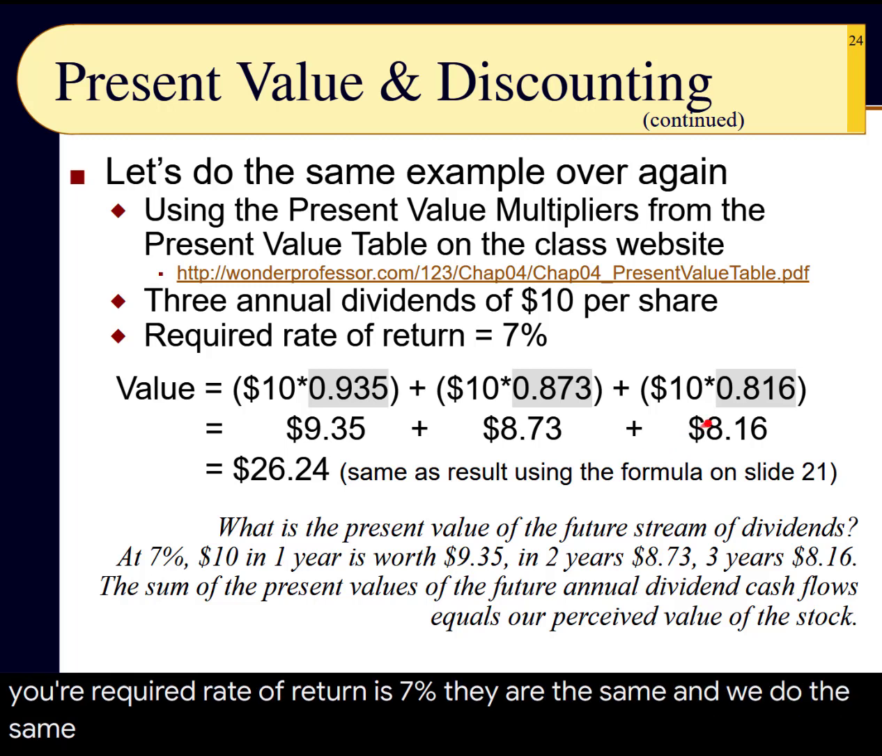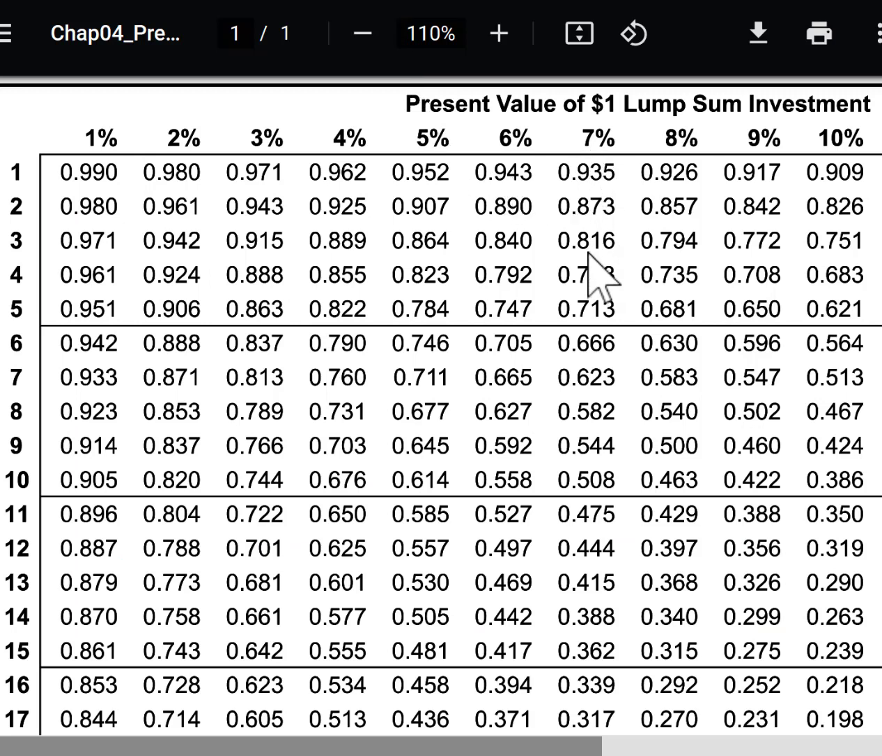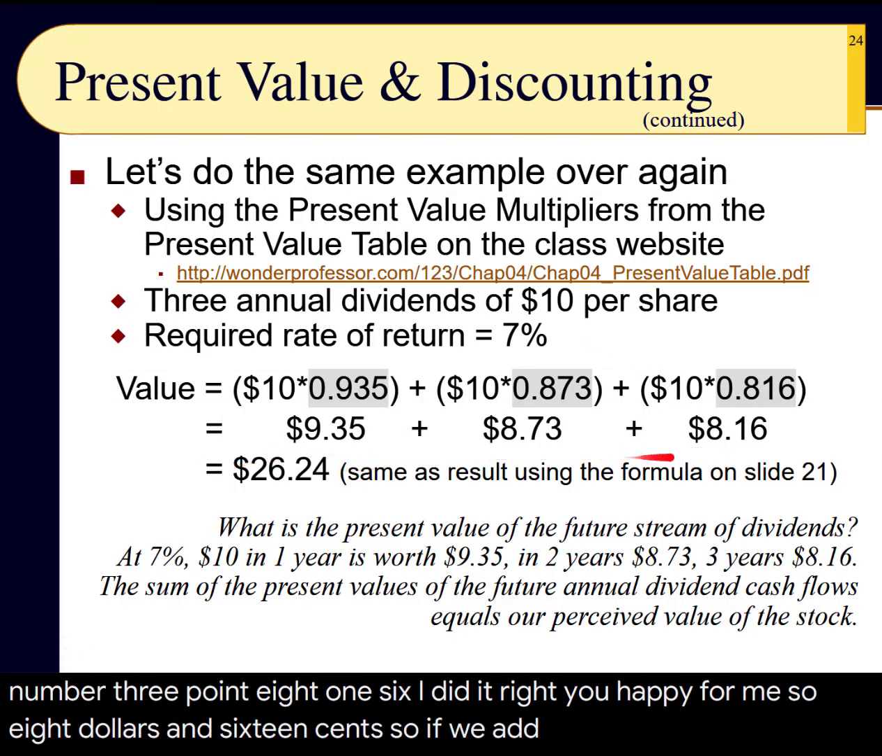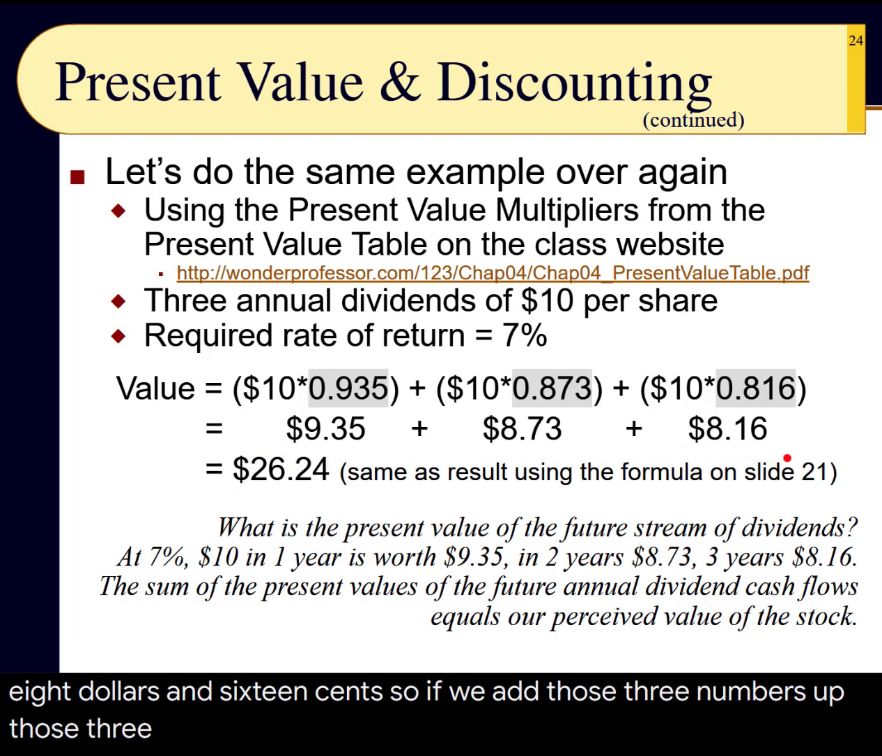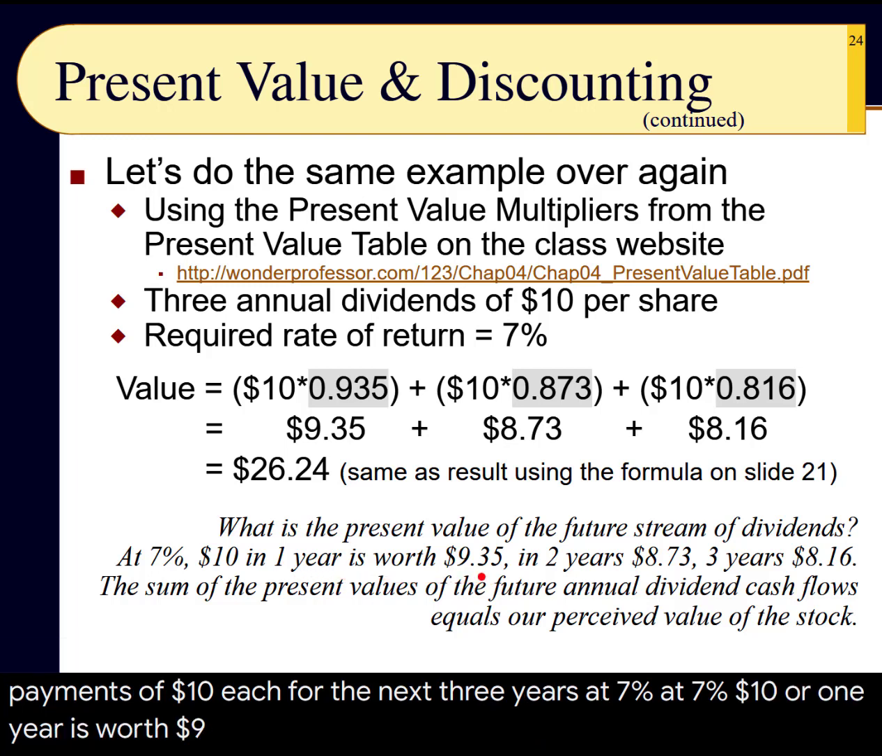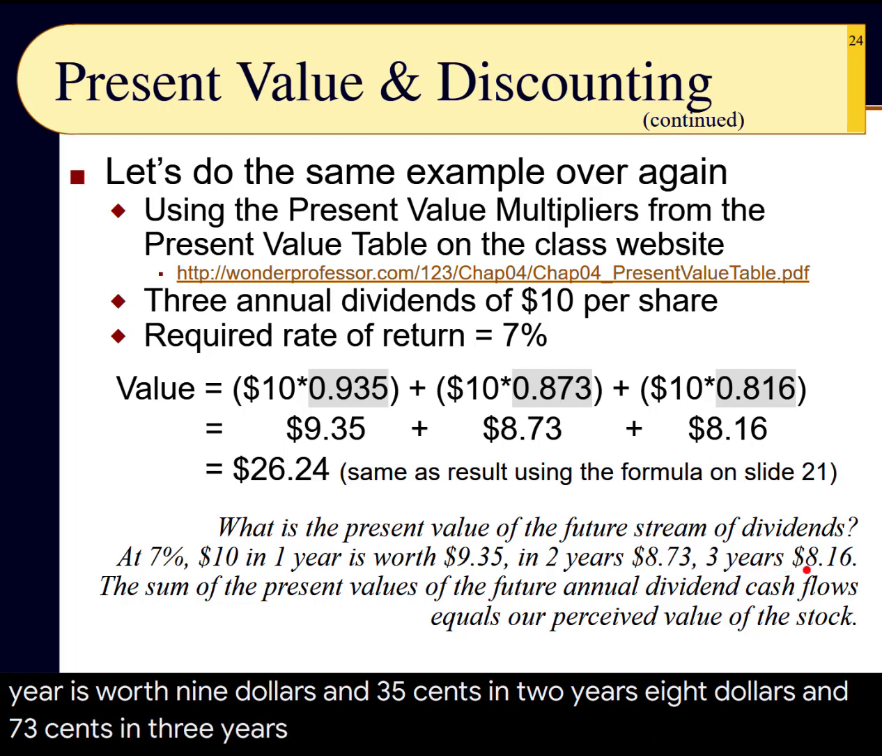And we do the same thing for year number 3, 0.816. Let's make sure I got it right. Go over to 7%, down to year number 3, 0.816. I did it right. So $8.16. If we add those 3 present values, we get the present value of 3 payments of $10 each for the next 3 years at 7%. At 7%, $10 in 1 year is worth $9.35. In 2 years, $8.73. In 3 years, $8.16 today.